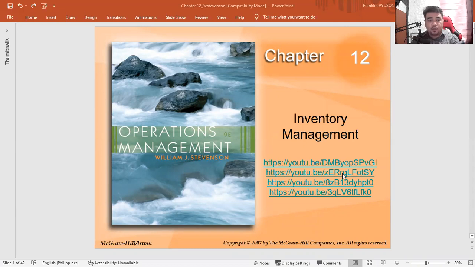Okay, back once again with another lecture video. So this time we'll talk about another chapter in operation management. This time we have inventory management.